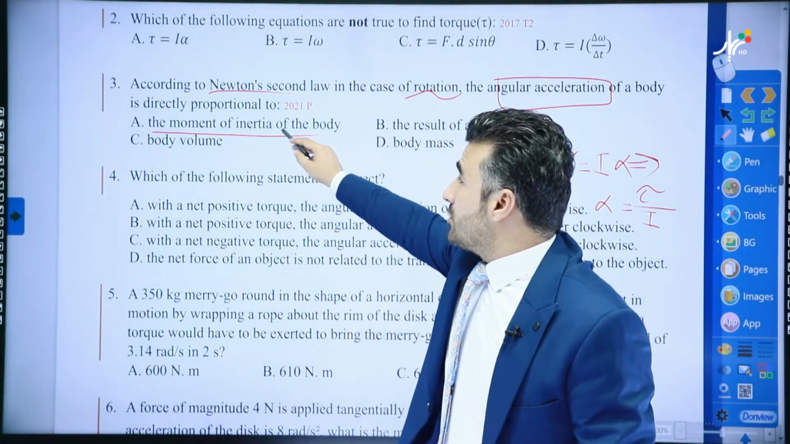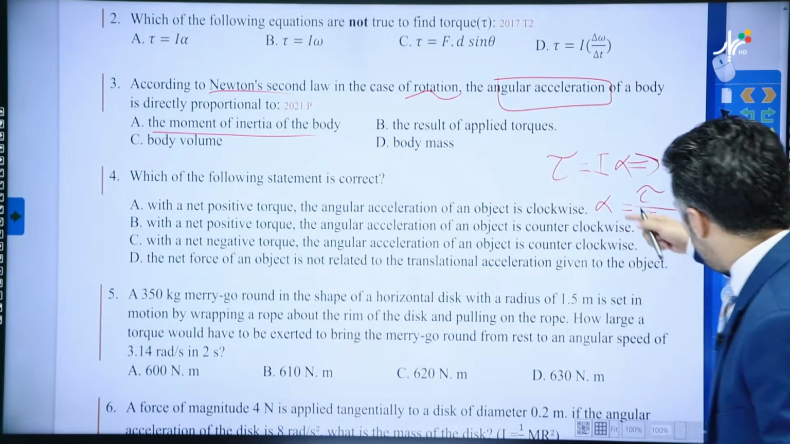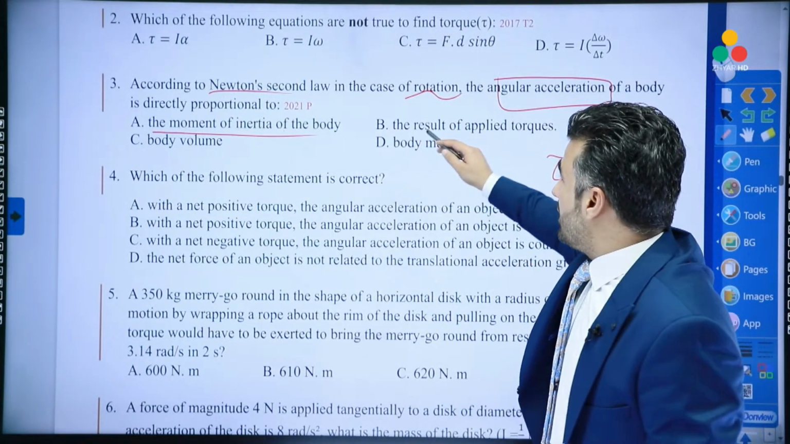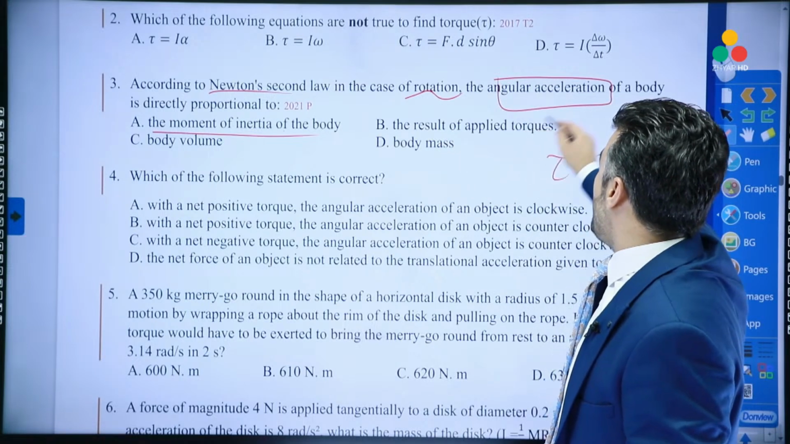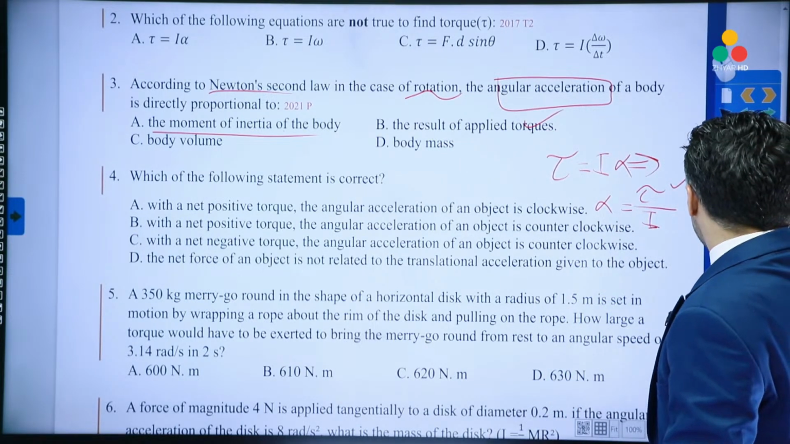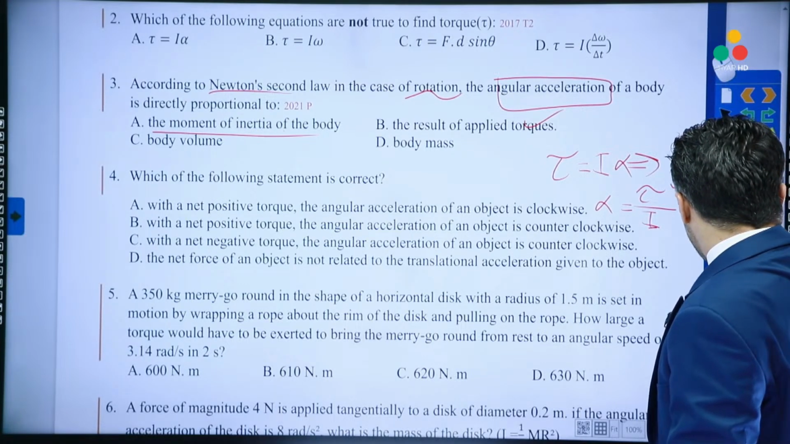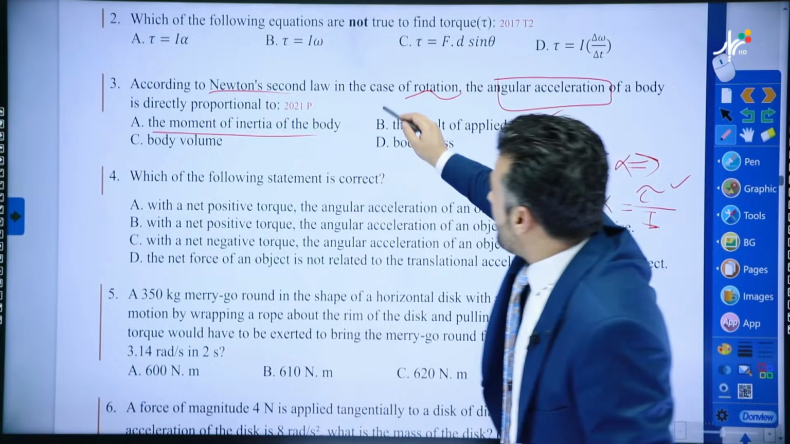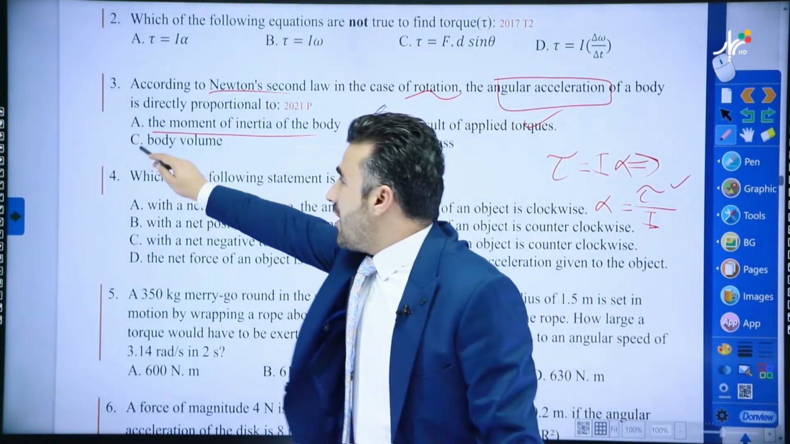Is it directly proportional to the moment of inertia? Clearly not. Is it directly proportional to the result of the applied torque? Here's the applied torque, yes? So we can say yes, possible, but how about we look at the other options as well. Keep an eye on this, okay? It says a body's volume.